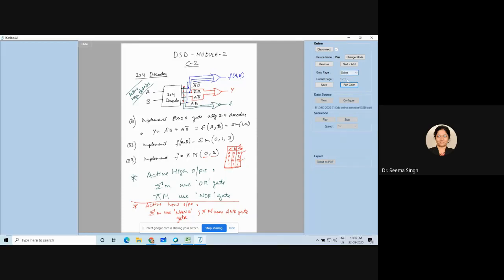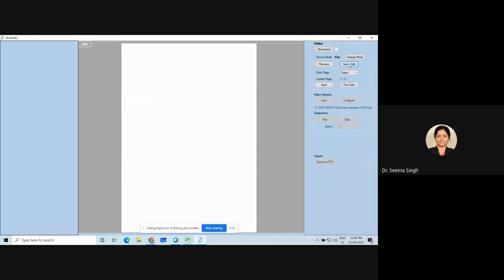Okay, now write question number 4. Question number 4 says that you have to design or construct a 3:8 line decoder using 2:4 decoders. Now, how many 2:4 decoders do you need to make a 3:8 decoder?